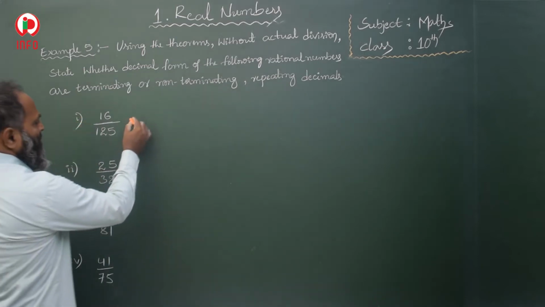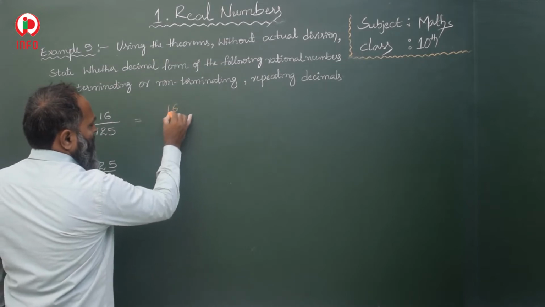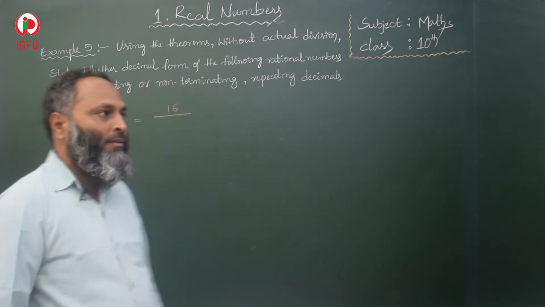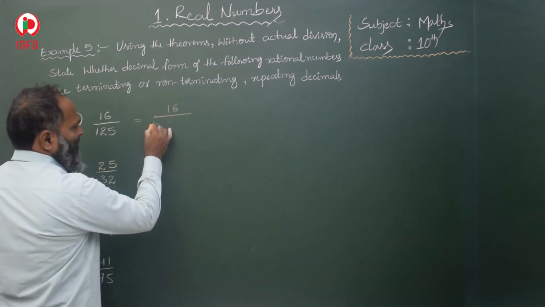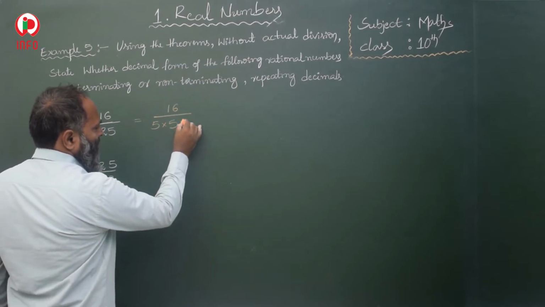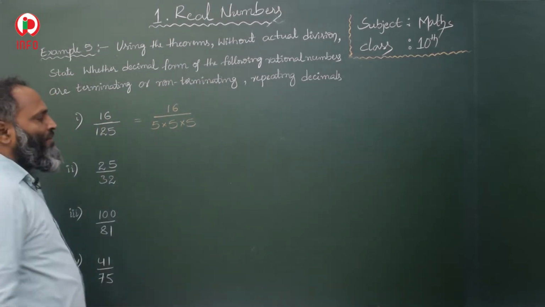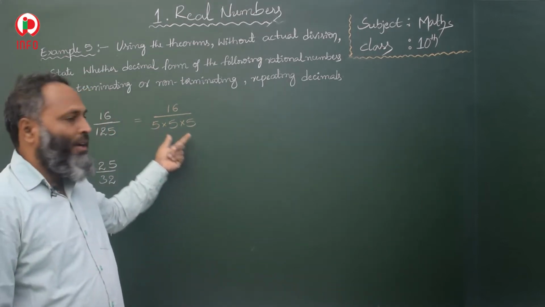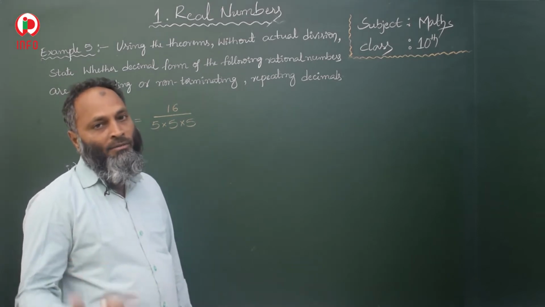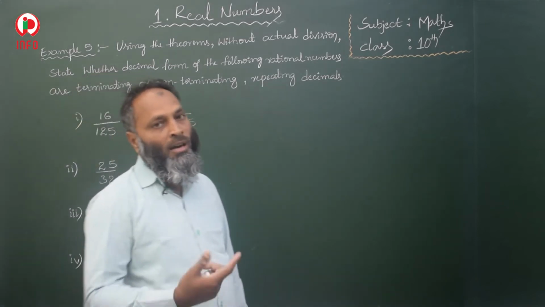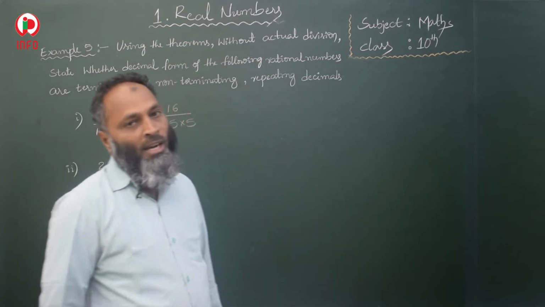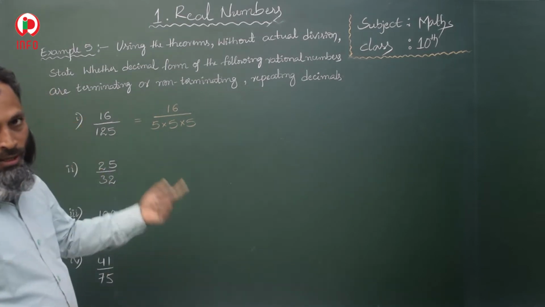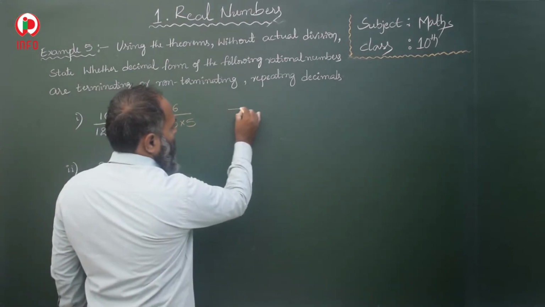First, 16 as it is. After that, we should split the denominator as a product of prime factors. 125 means 5 into 5 into 5. 5 5s are 25, 25 5s are 125. Here the denominator, that is q, is a product of 5s. If the denominator is a product of 5s, or a product of 2s, or a product of 5s and 2s, then we can convert the given p by q rational number into a terminating decimal. So this is a terminating decimal.